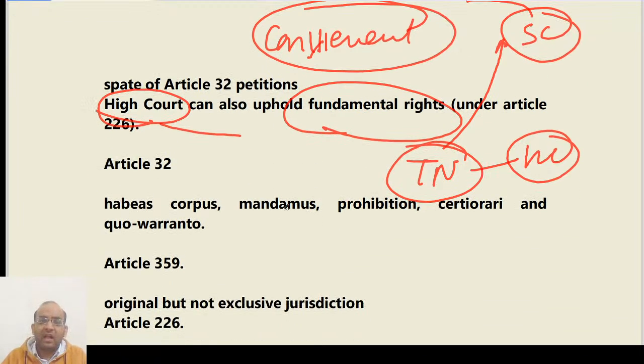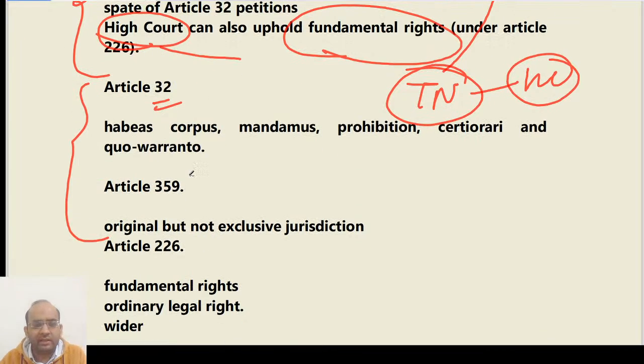Okay, and this view of CJI has evoked a huge negative response from the legal luminaries, intelligentsia, intellectuals, etc. Why? I will let you know. First, we will discuss a little bit more about Article 32. These writs you already know, I think.